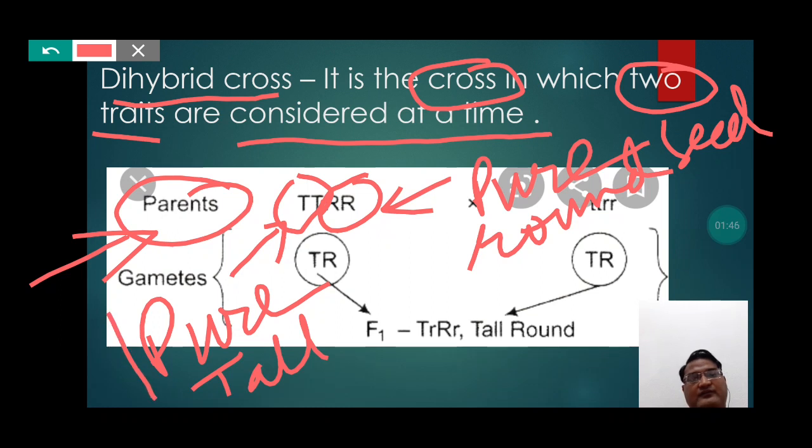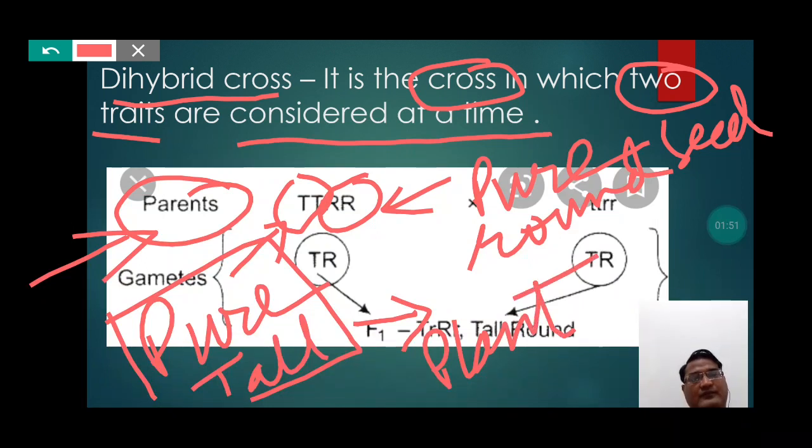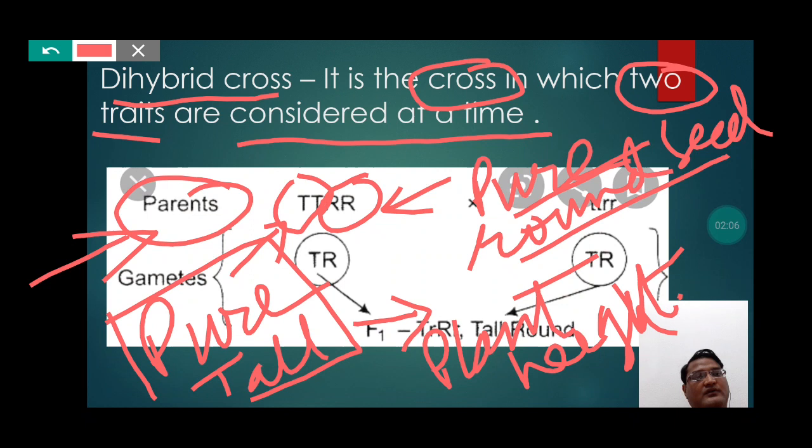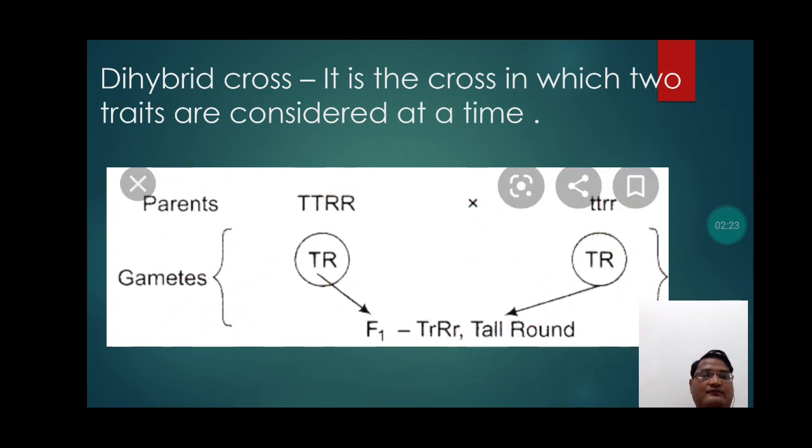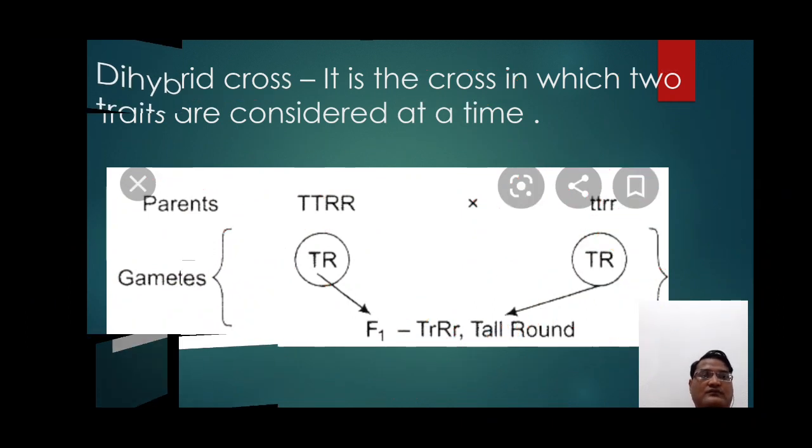The first trait is the plant height. So this we can call it as plant height. And here the second trait, which is the pure round seed, can be compared as the shape of seed. So students, here two traits are being considered. The plant height is the first trait and the second trait is the shape of the seed.